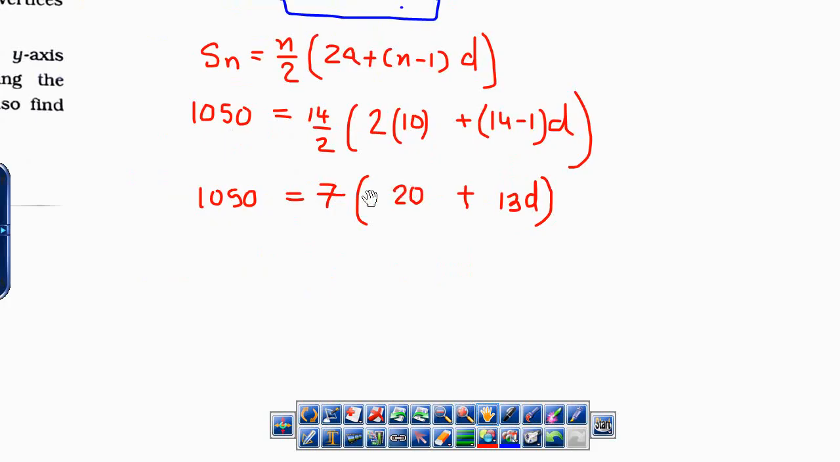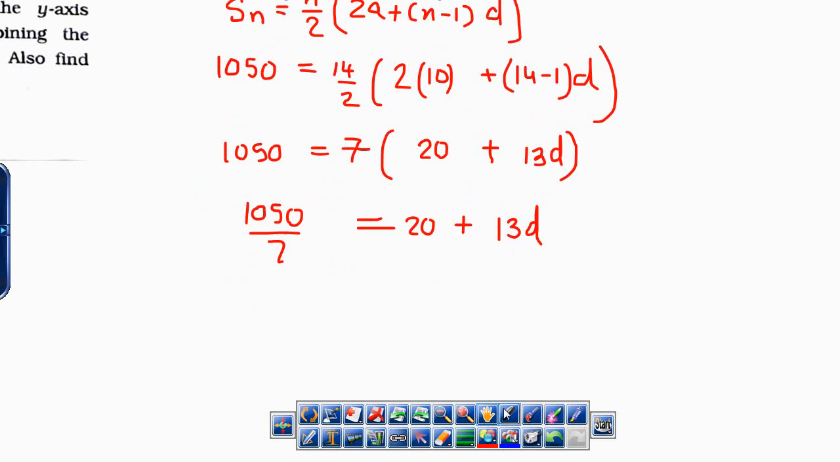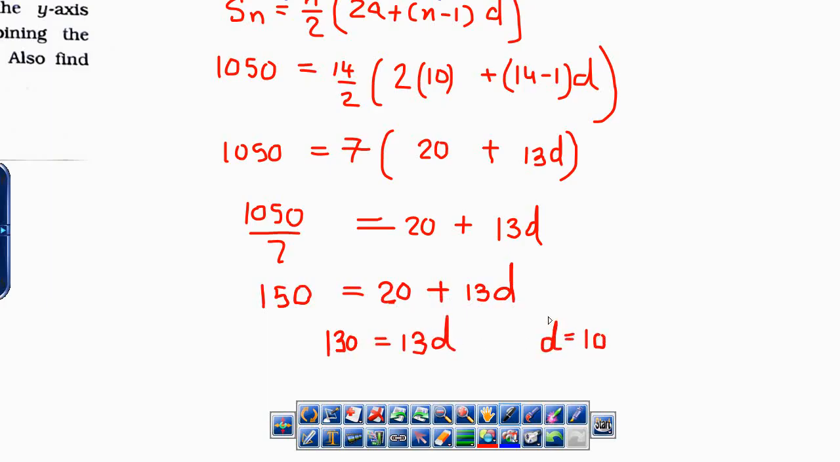You can multiply the 7 inside, or divide on the other side. I am going to divide it on the left hand side, which is easier. The sum will become smaller and it will get solved faster. 7 ones are 7, 5, 0, 150, equals 20 and 13d. 20 to the other side minus is 130, and 130 is 13d. 13 to the other side divide, d is 10.